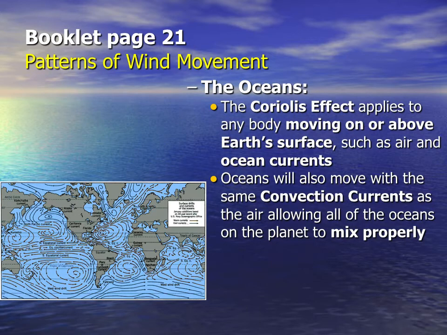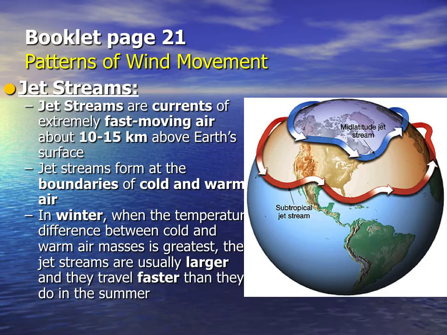Okay, so the Coriolis effect applies to any body moving on or above the Earth's surface, so air, but also ocean currents. And oceans also move with the same convection currents as the air, allowing all of the oceans on the planet to mix properly. So again, all of this affecting our climate in a huge way. We talked about jet streams in the videos, but jet streams are currents of extremely fast-moving air, about 10 to 15 kilometers up. And we're on page 21 right now in your booklet.